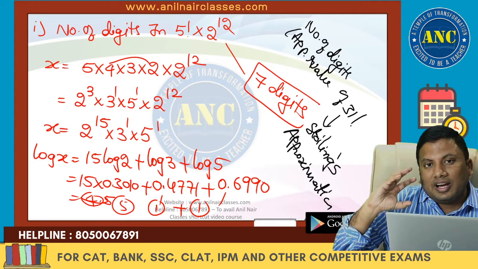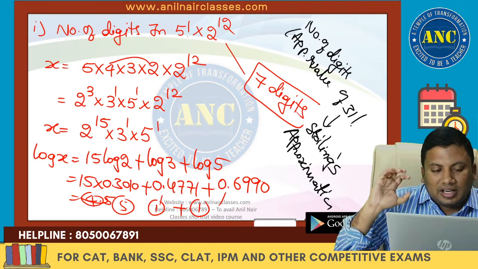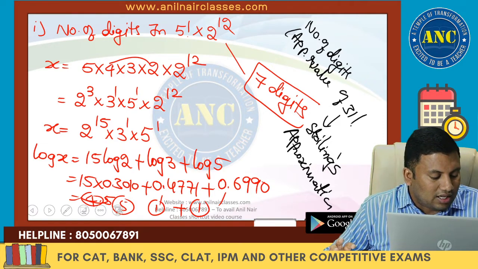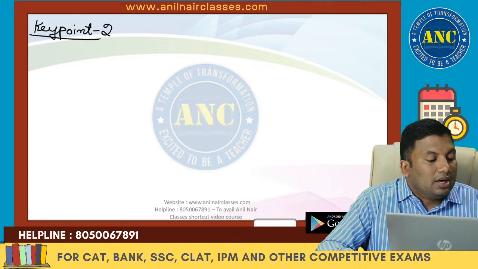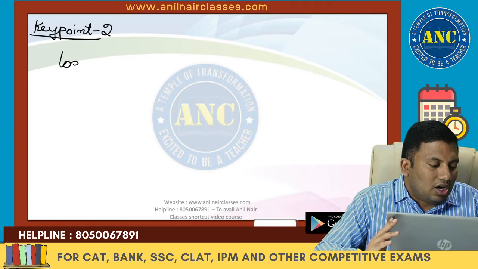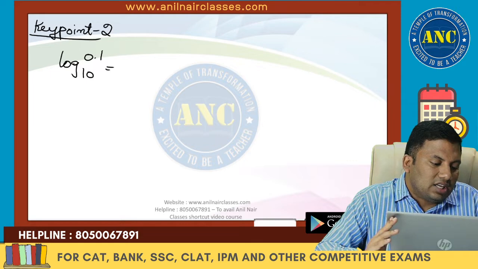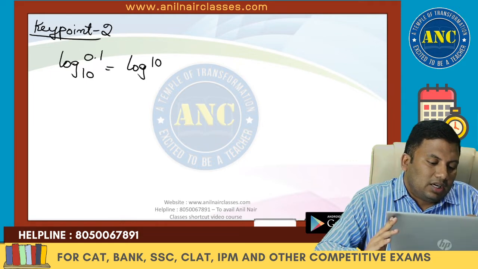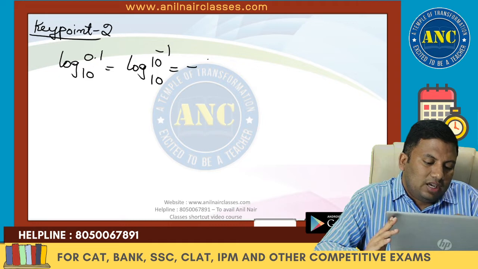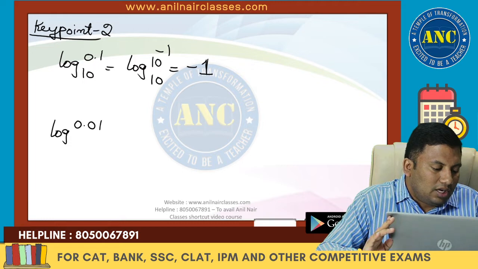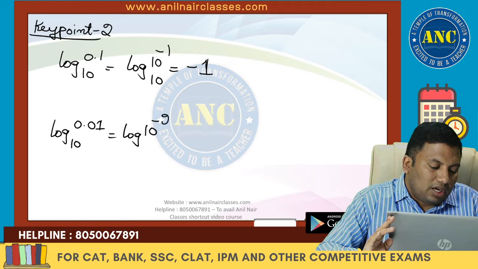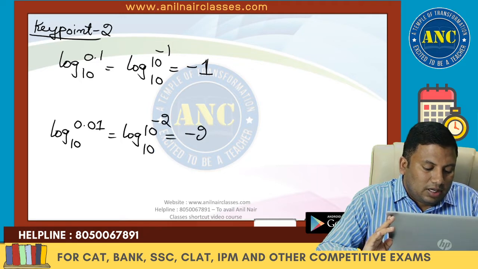A power x equivalent to n, where n can also be a decimal. So another important learning, key point number 2. Listen carefully, sir. Suppose log 0.1 base 10 is there. 0.1 is nothing but 10 power minus 1, so this value is nothing but minus 1. Suppose it is log 0.01 base 10. This is nothing but 10 power minus 2 base 10, which is nothing but minus 2.